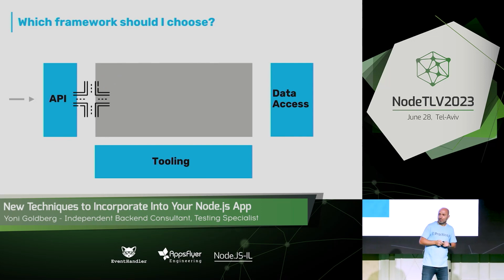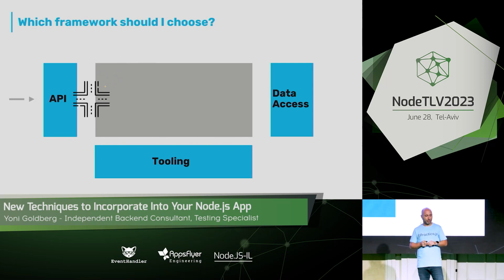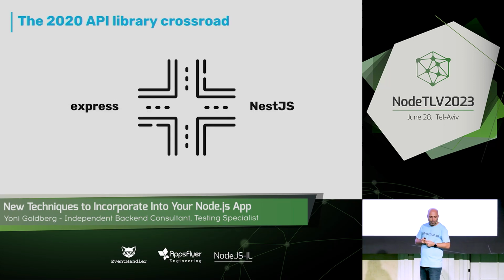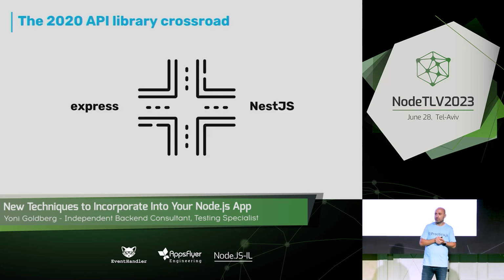So if an ORM is a key decision, I think that choosing your main framework is no less important, right? So which framework should you choose now in 2023? Back in 2020, I think that we had Express and Nest.js. Now, fast forward to this year.